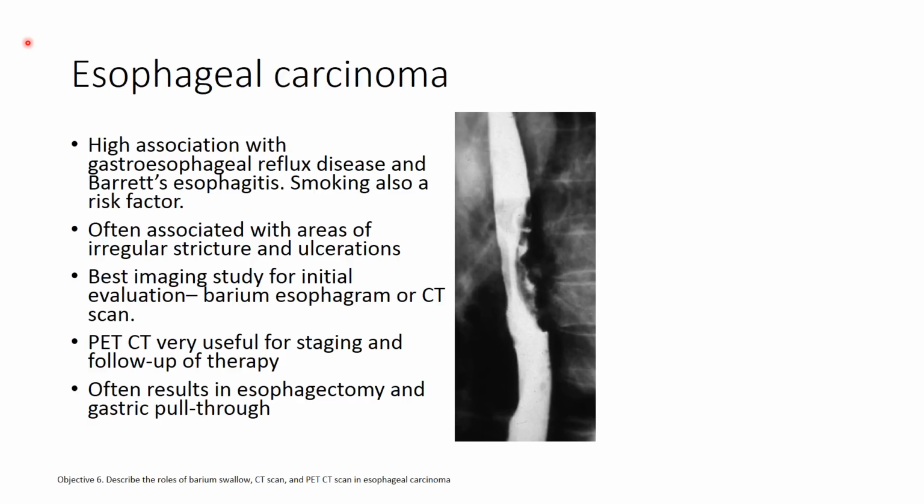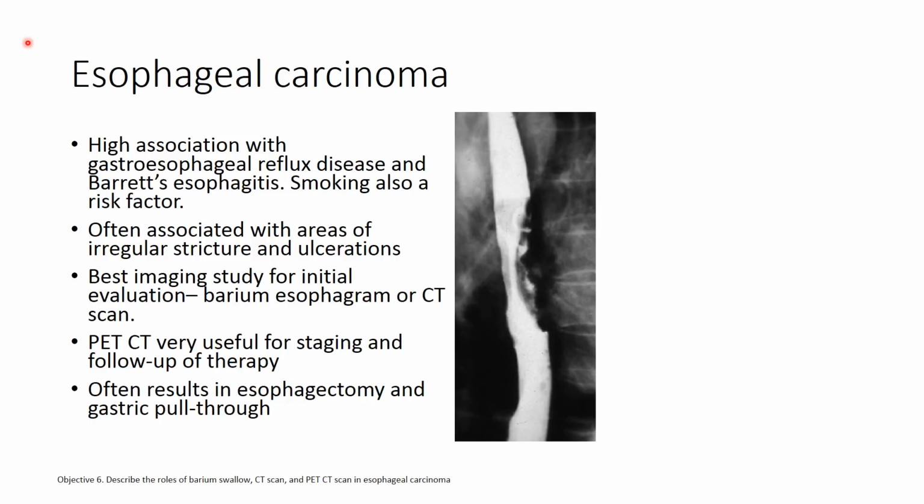Of course, the most dreaded and most severe sequela of gastroesophageal reflux disease is esophageal carcinoma. And esophageal carcinoma has a high association with gastroesophageal reflux disease and with Barrett's esophagitis. Smoking is also a risk factor in esophageal carcinoma, and in fact, as we go through this digestive module, we'll see that anything that causes chronic inflammation of the mucosal linings of the gastrointestinal system has an increased risk of carcinoma associated with that.